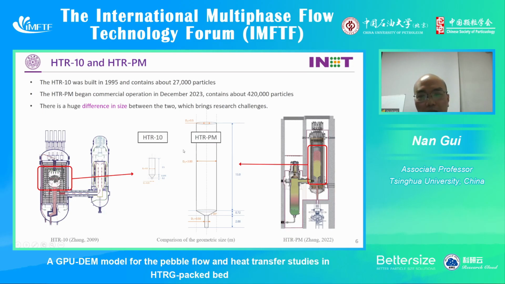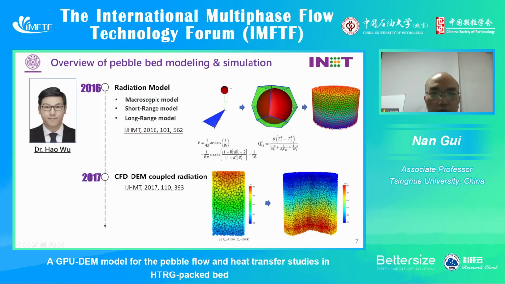Now my research task is to simulate what will happen in the reactor core. It's composed of 420,000 pebbles, and we need to know where the pebbles are located, where they come from and where they will go, and I want to know how the heat transfers between the pebbles and between the cooling gas and the pebbles. Then I will give you an overview of the research on how to model the pebble flow and the simulation.